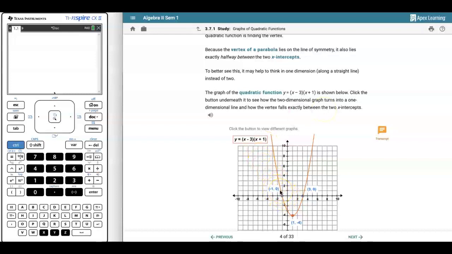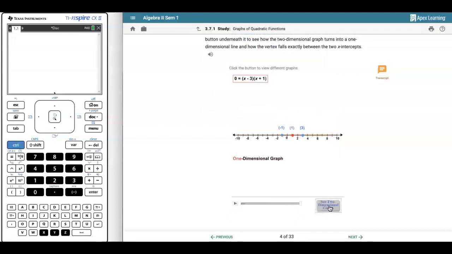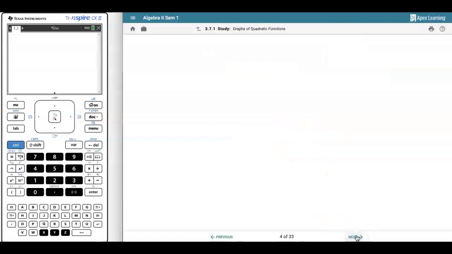The final step is that the vertex of the parabola has an x value halfway between the two x-intercepts, because it has to be a symmetric graph. What that looks like here is this is what our graph looks like in 2D. If we look at it in one dimension, you can see I've clearly moved over 2 steps from the first x-intercept and 2 steps from the second x-intercept, so it's halfway between both of our intercepts.